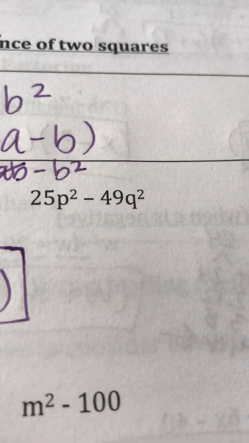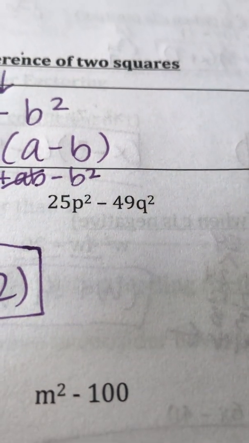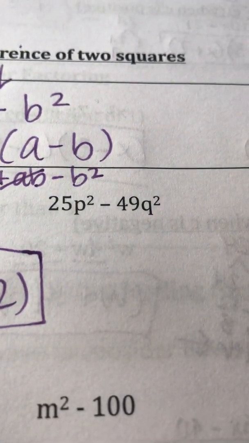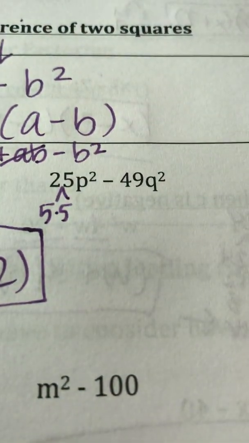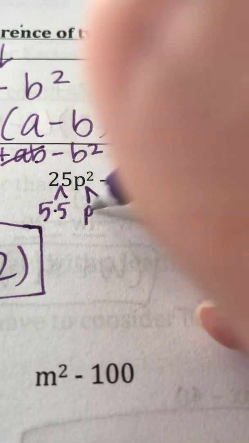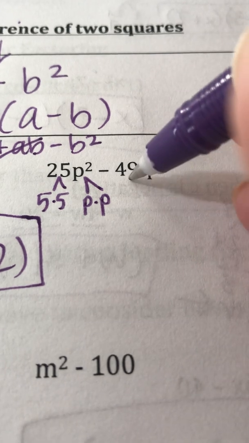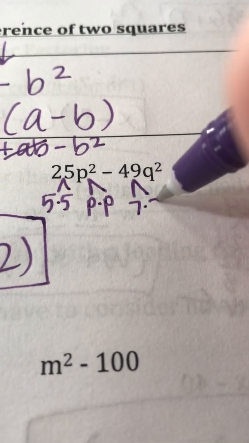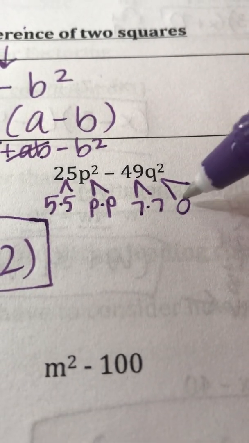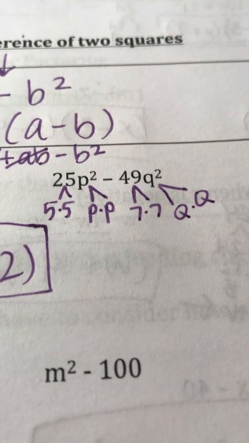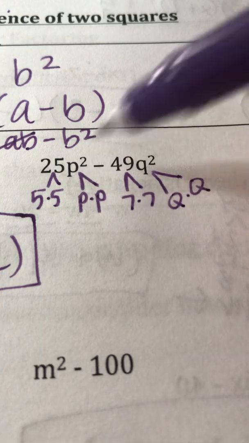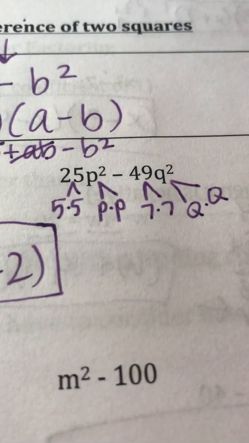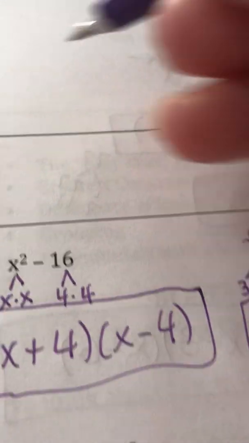Okay, let's look at this one. Now, similar to the one that we just did, 25 I know is the same as 5 times 5. P squared is the same as P times P. 49 is 7 times 7. And Q squared is Q times Q. Okay, so I have two things that are squared here, and I have two things that are squared here. Let me show you something up here.